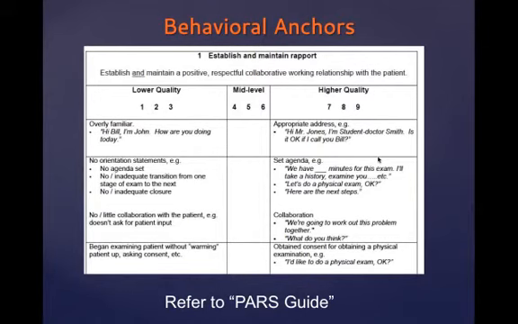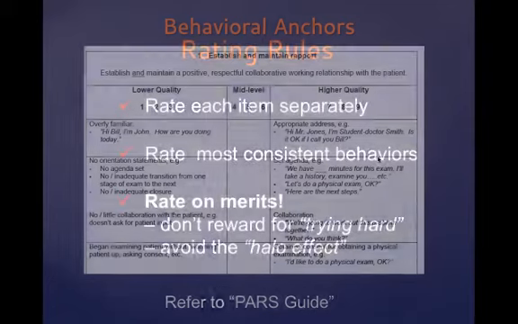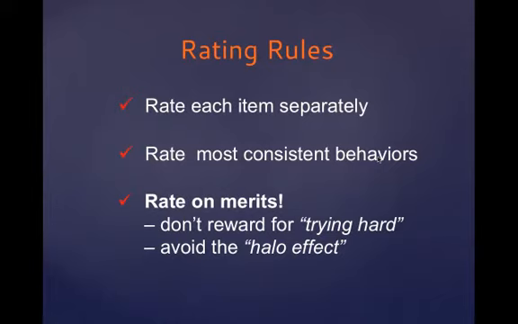I would refer to the full PARS guide for all of the behavioral anchors to understand exactly what it is we're evaluating, but this will give you some idea of what the guide looks like and what the trained raters look for when doing their evaluations. There are some rating rules that we use. One is you want to make sure that each item is rated separately. There are 8 items to rate. Each one of those should be rated separately, and they could be different.